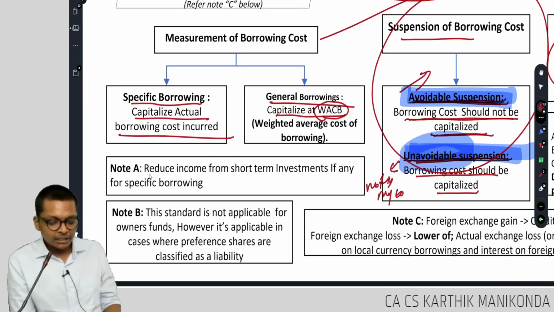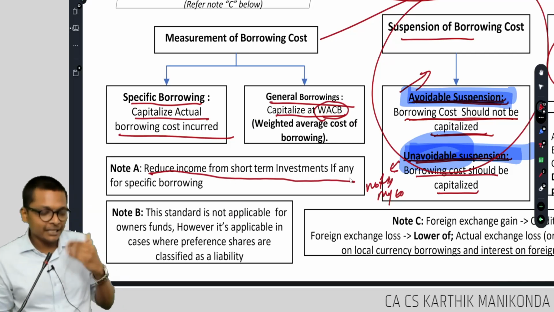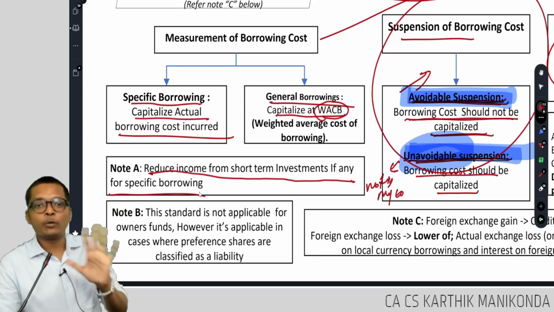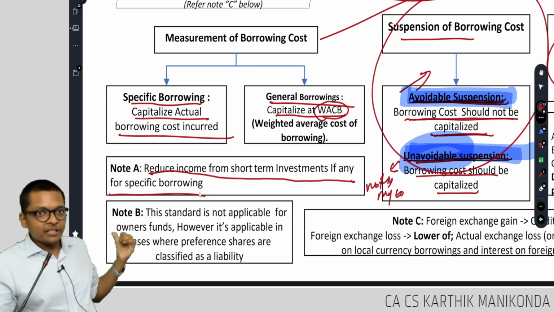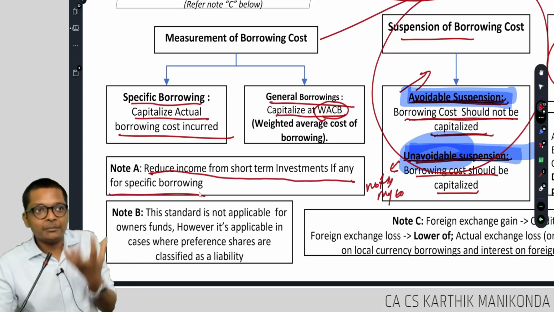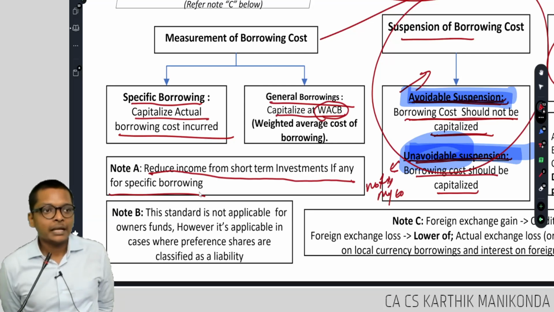That's the next point. Note 1. Reduce income from short-term investment, if any, not mandatory, if any, for specific borrowing, not for general borrowing, because general borrowing is used for many things. Specific borrowing is taken for this asset, so on that loan, if you get any income, reduce it from the cost of borrowing. Are you understanding, guys? Everybody clear? Any doubts in this? Hello?